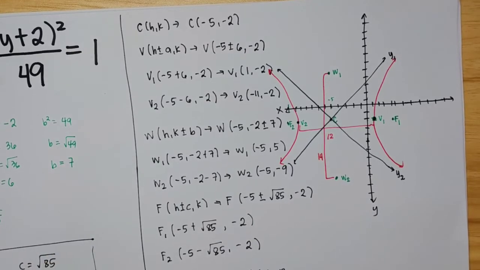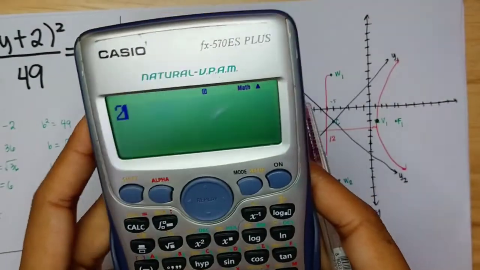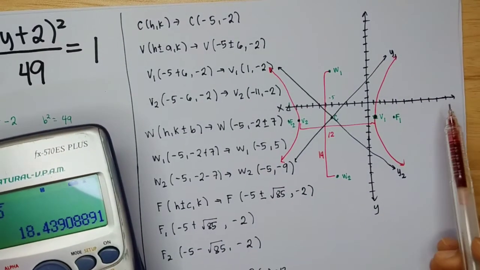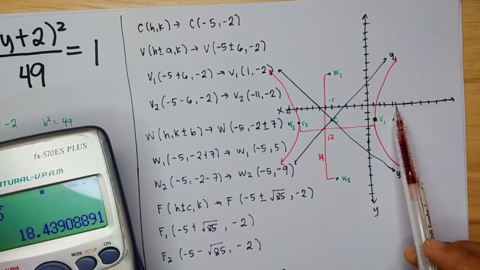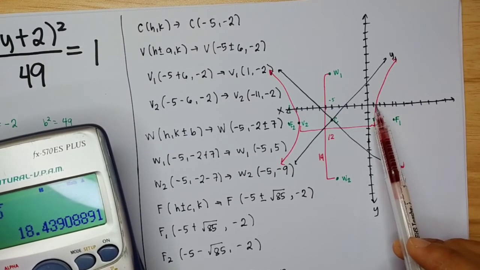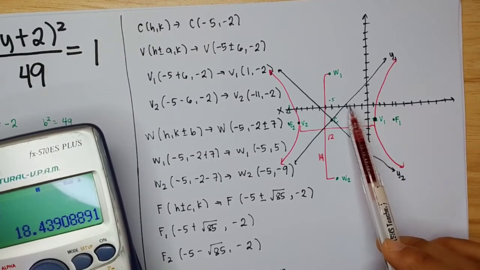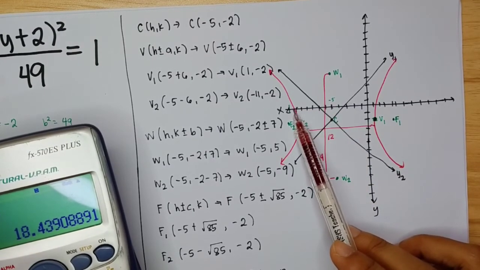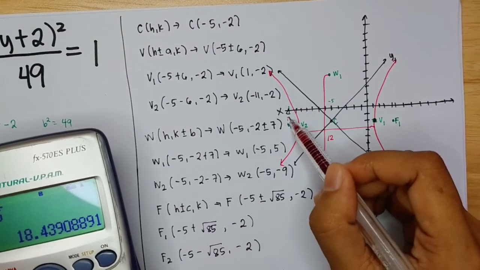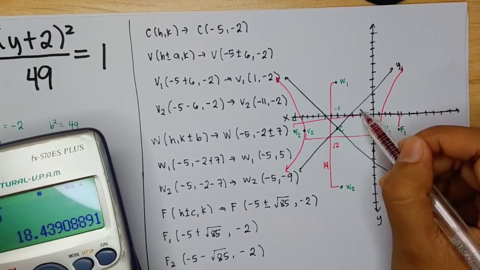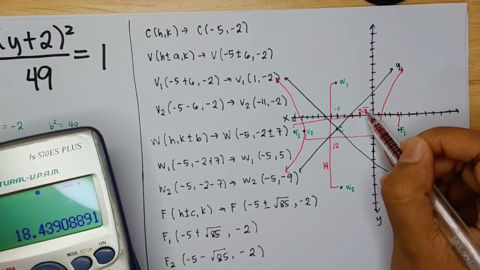We have 2 square root of 85. So, ilan ba yung 2 square root ng 85 natin? That is 18 something. So, diba, we have here 4 something. So, we have 1, 2, 3, 4, 5, 6, 7, 8, 9, 10, 11, 12, 13, 14, 15, 16, 17, 18. So, yan yung sa foci natin. That is, we have 2 square root ng 85.